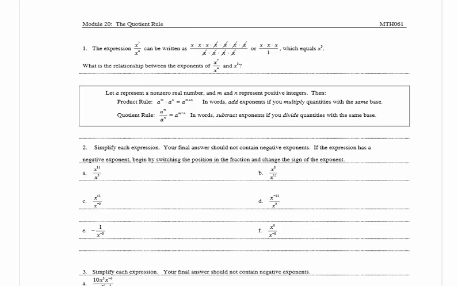And then it wants to know what is the relationship between the exponents of x to the 7th over x to the 4th and x to the 3rd. And our relationship is 7 minus 4 is equal to 3. So if we have x to the 7th over x to the 4th, we could say that this is equal to x to the 7 minus 4, and that's equal to x cubed.